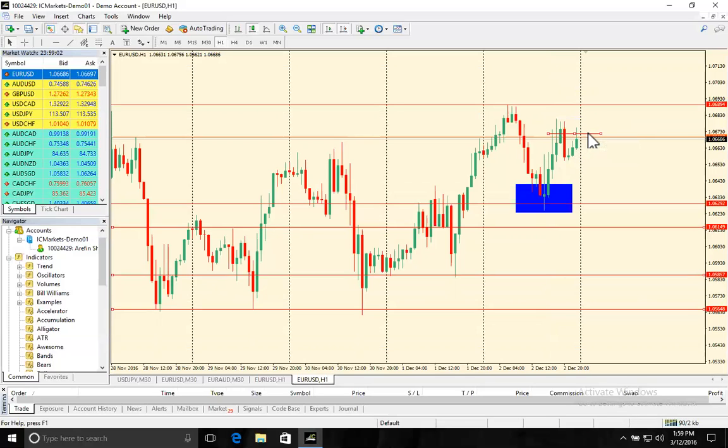Okay. Anybody have any questions on support and resistance? Because this is a very, very important point. If you don't understand this one, there is no point moving forward.